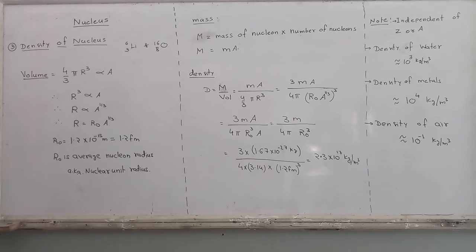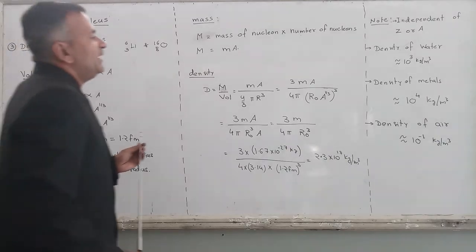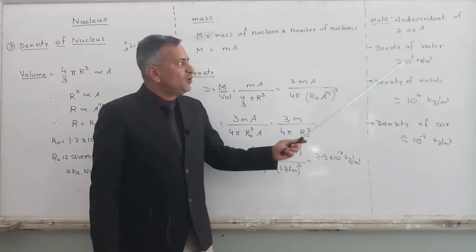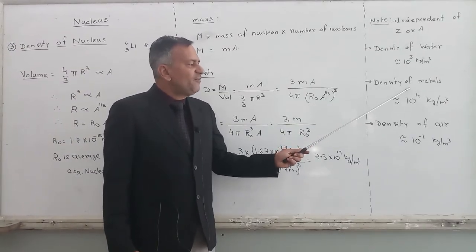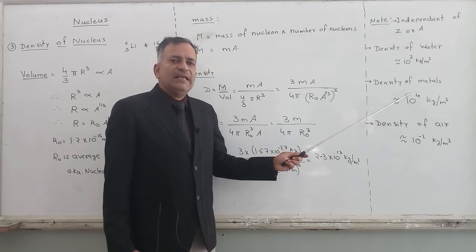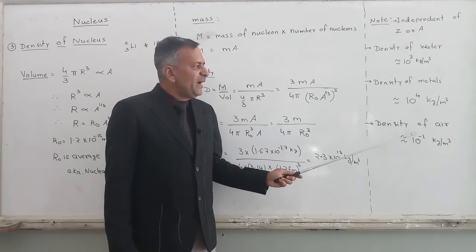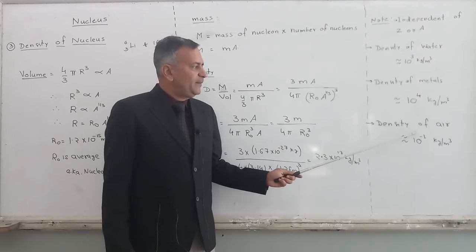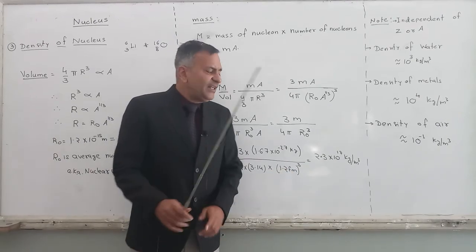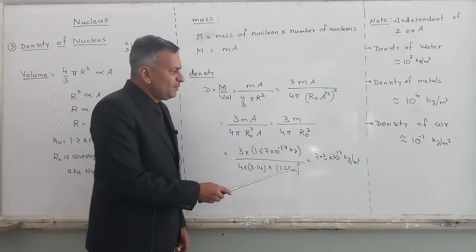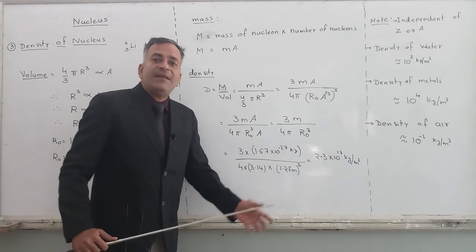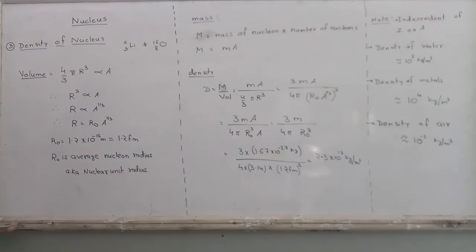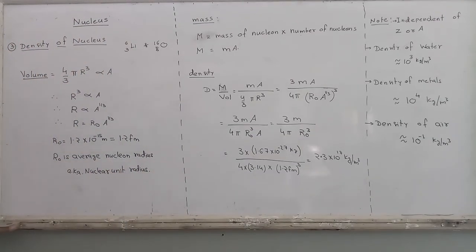Now, in the last part, we compare this density with some of the materials around us. You can see the density of water, 10 to the power 3. Density of metals, 10 to the power 4. Density of gases, 10 to the power minus 1, that is about 0.1. Okay. And see the density of nucleus, 10 to the power 17. It means nucleus has a very large, extremely large density.